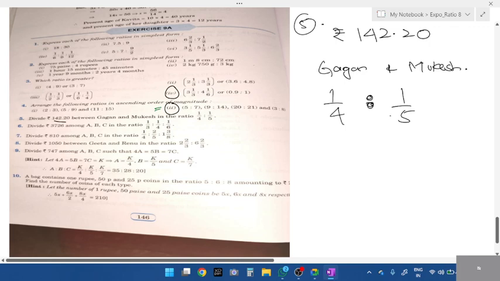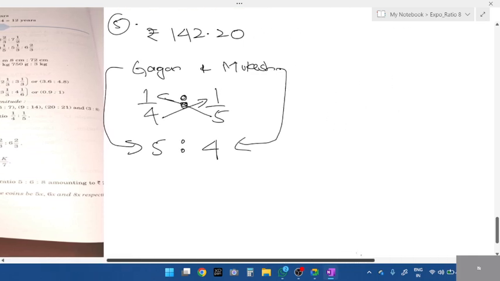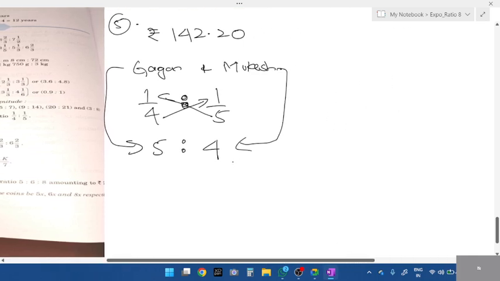Now you can cross multiply. You take LCM or cross multiply. When you cross multiply, what do you get? 5 is to. Not 1. How come 1? 5 is to 4. So what is the ratio for Gagan? Gagan should get 5 parts, and Mukesh should get 4 parts. So 5 and 4 parts out of what? After this, draw an arrow, write total.